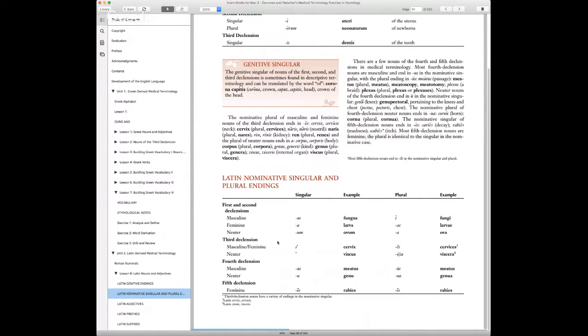The other type of nouns that you're going to see in medical terminology are nouns from what's called the third declension. The third declension nouns can be nouns like the word cervix, meaning the neck, or viscus, meaning the intestines. This cervix is a feminine noun, and the plural for it is cervices, with an es. There's also a bit of a change in the stem of the word. It's no longer cervix, it's cervic-. So there's an es, or viscus, that us.